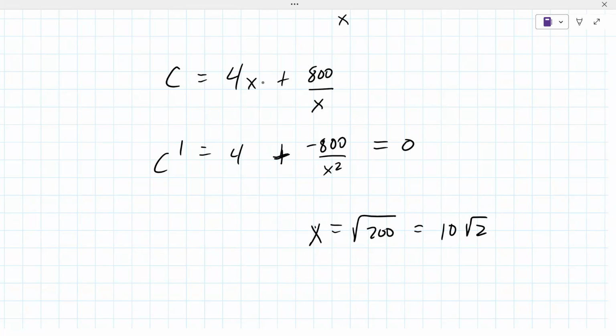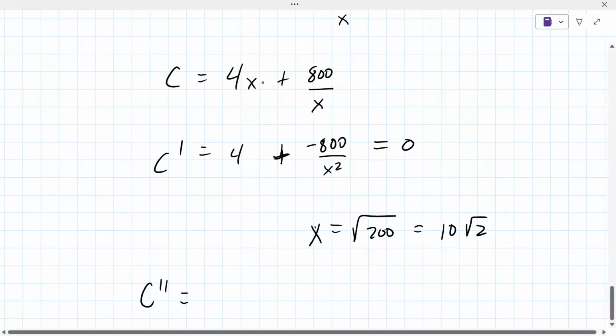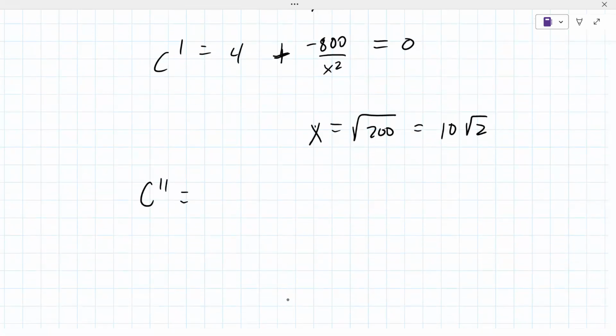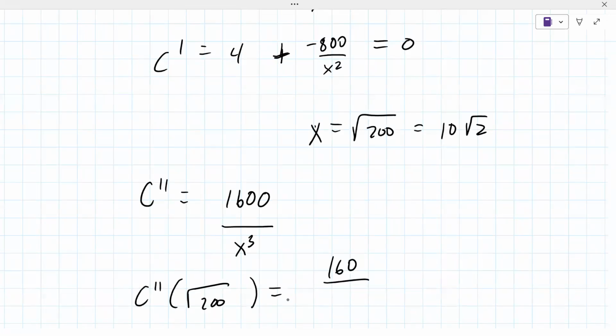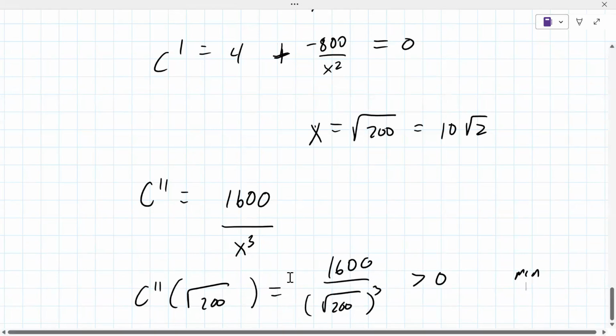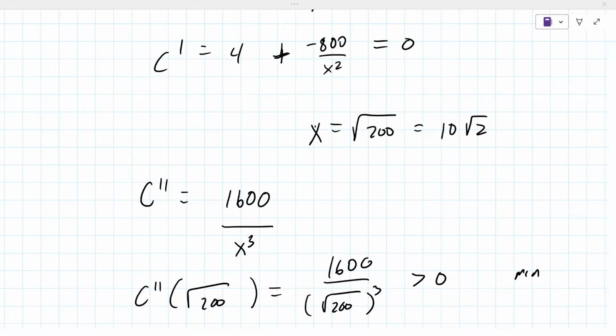If you're doing it by hand, they would pick numbers that work out nicely. This time, if we were to use the second derivative test, the second derivative would be 1600 over x cubed. Then you could evaluate your result there. And again, you don't have to figure out what the actual number is. You just know that it's greater than zero, which means that it is a min. Okay. So those are like your classic first types of problems that you'll see.